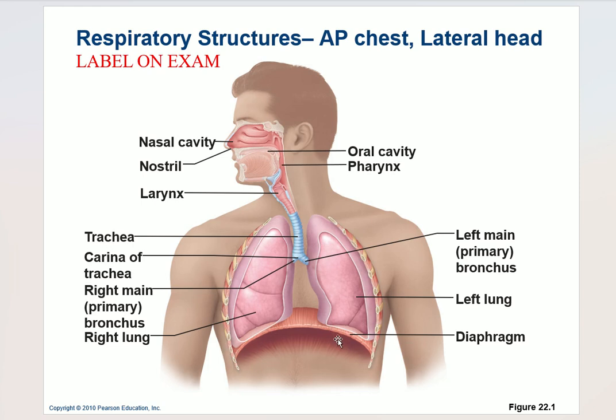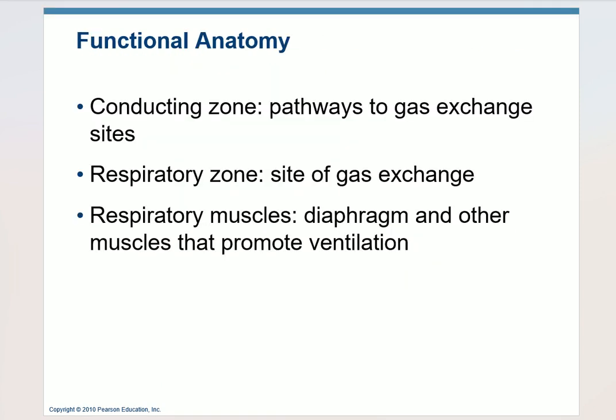Diaphragm, this curved muscle down here is the diaphragm, which allows you to breathe. Without this diaphragm, you would not be breathing. So in the respiratory system, you have two major zones.